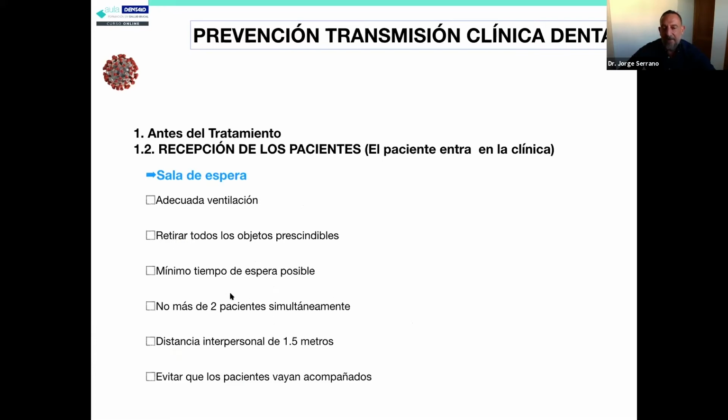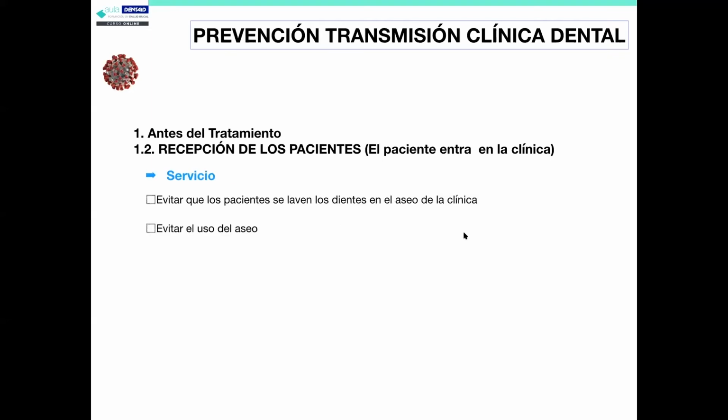In the waiting room, we should try not to have more than two patients simultaneously, with an interpersonal distance of at least 1.5 meters. They shouldn't come with any persons together with them. We should try that they do not touch things around in the waiting room, and to have proper ventilation. We also should tell the patient that they should try to avoid going to the restroom and that they should not brush the teeth in the restroom.